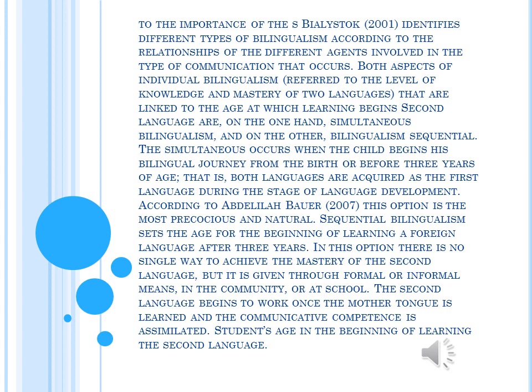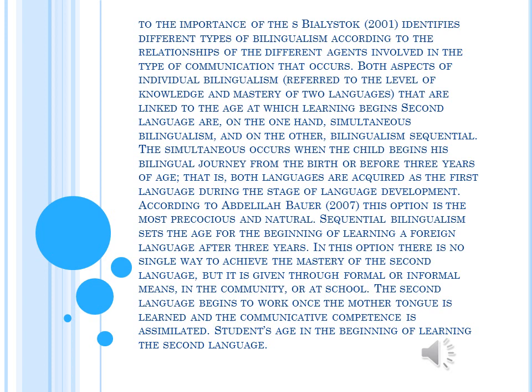and to the importance of the age. Bialystok 2001 identifies different types of bilingualism according to the relationship of the different events involved in the type of communication that occurs. Both aspects of individual bilingualism that are linked to the age at which learning of the second language begins are, on the one hand, simultaneous bilingualism, and on the other, sequential bilingualism.